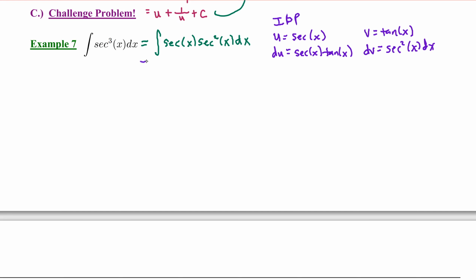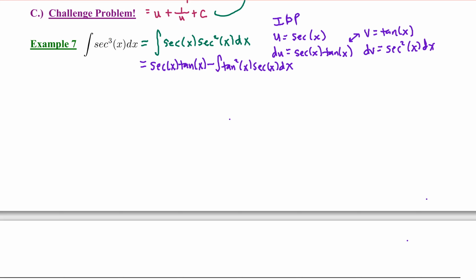So applying our integration by parts formula, we have u times v, that's secant of x times tangent of x, minus the integral of v du. Now, if I multiply tangent of x times secant tangent, I'm going to end up with tangent squared of x times secant of x dx. So now we have an even power of tangent and an odd power of secant. Notice this integral doesn't fit either of the categories that we studied in sections A or B.